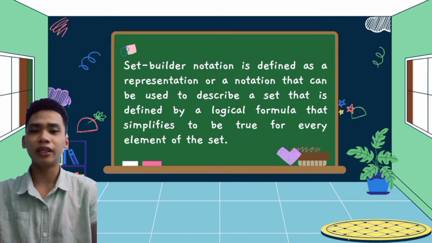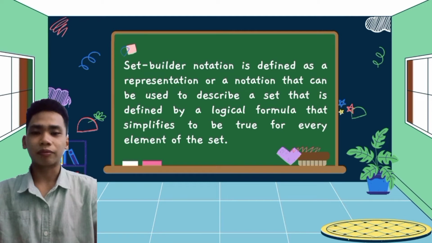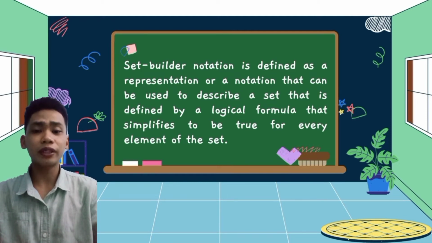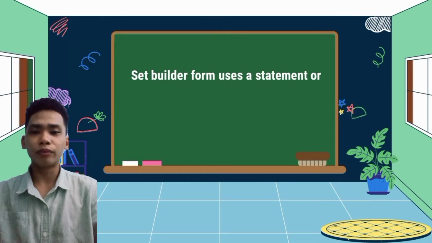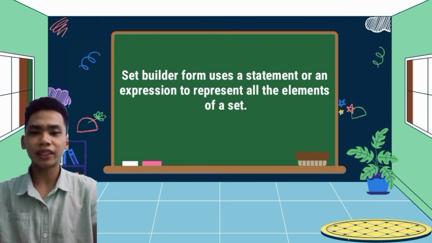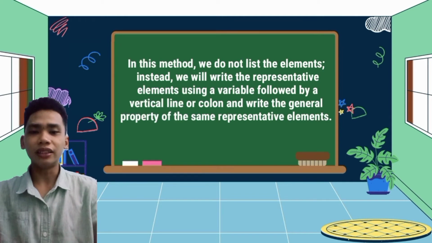representation or a notation that can be used to describe a set that is defined by a logical formula that simplifies to be true for every element of the set. A set builder notation describes or defines the elements of a set instead of listing the elements. Set builder form uses a statement or an expression to represent all the elements of a set. In this method, we do not list the elements.